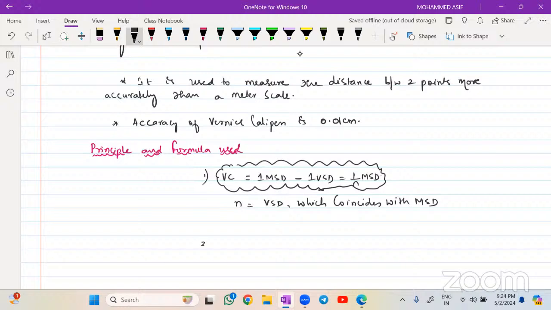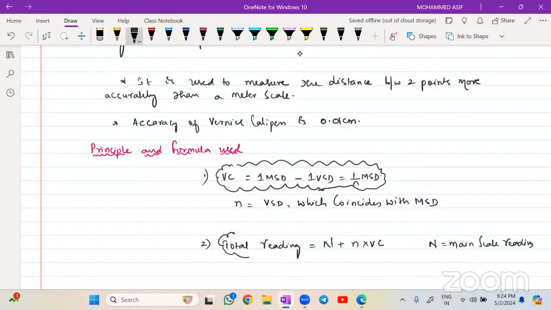Clear? और टोटल रीडिंग निकालने का तरीका बताइए इसमें. टोटल रीडिंग will be equal to your N plus small n into vernier constant. What is N here, beta? N is equal to main scale reading. That is the total reading formula. Total reading is equal to main scale reading plus n into vernier constant. VC is your vernier constant.